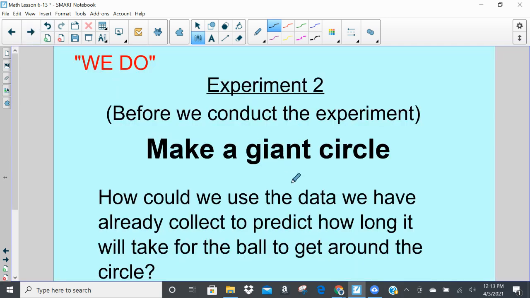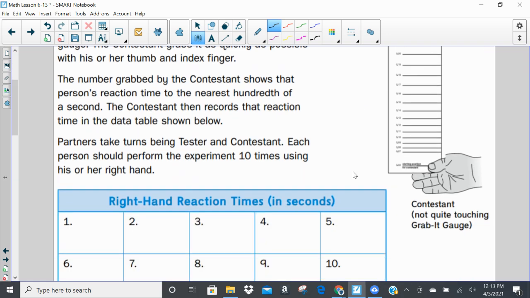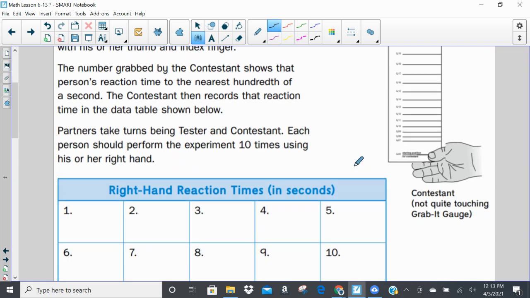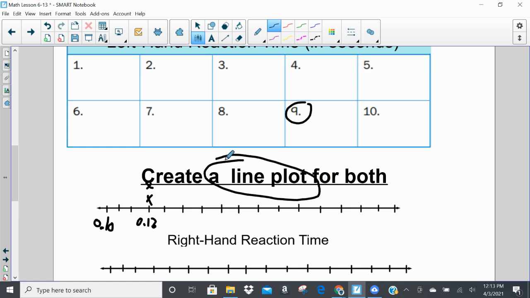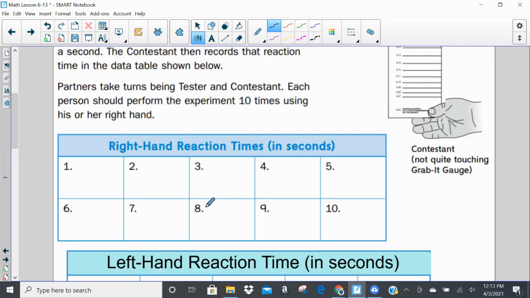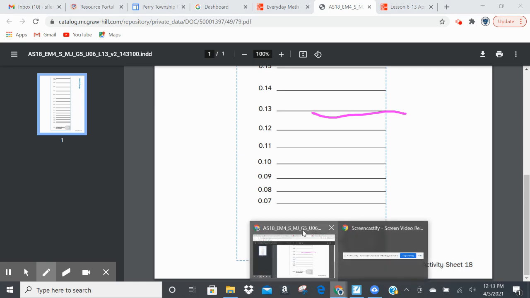And then we're not going to do the giant circle. That's all the activities today. So maybe you can find somebody at home, a brother or sister, that can help you out and do those reaction times and see how fast you can react to that paper falling in between your fingers. And don't forget, the main part today is creating that line plot, okay? And ordering those digits from least to greatest, okay?